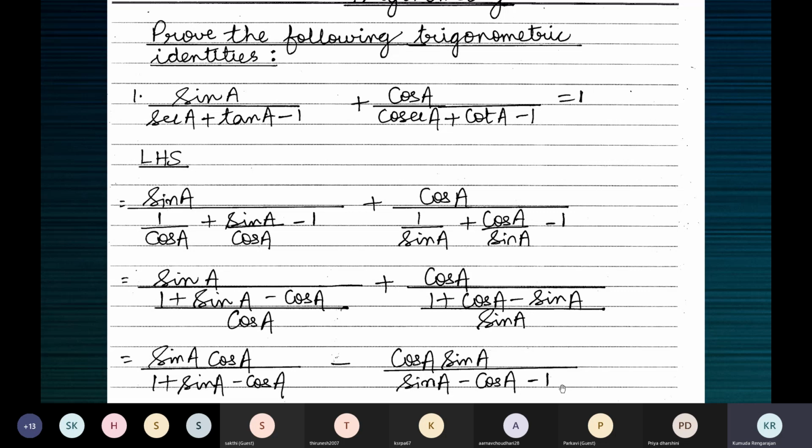When can you change the signs like that? When you take out a minus common, and write all these terms inside the bracket. Then imagine a minus outside, children. Minus into sin A, minus sin A. Minus into minus cos A, plus cos A. Minus into minus 1, plus 1. So there's a minus outside, and that minus into plus is minus.